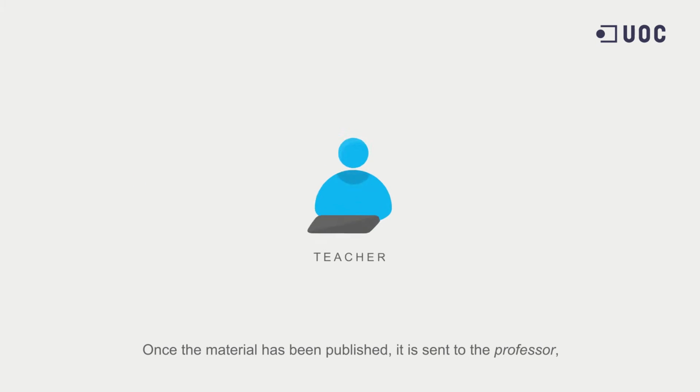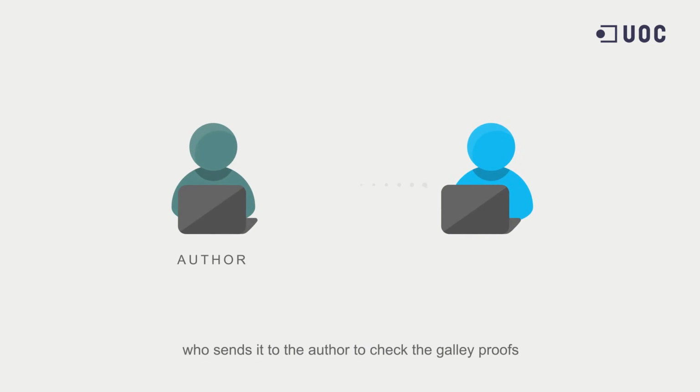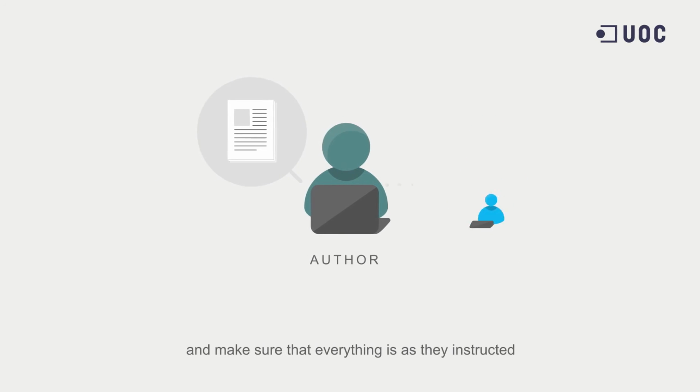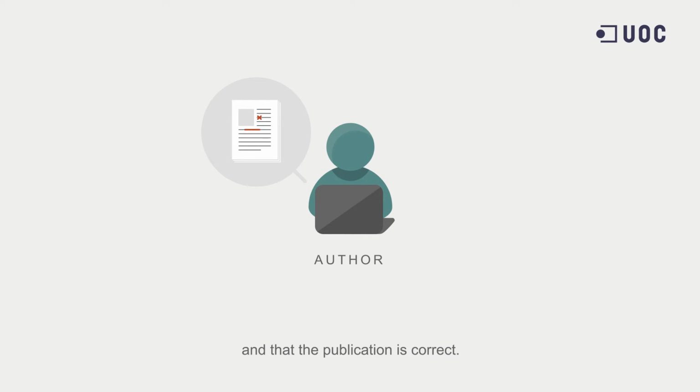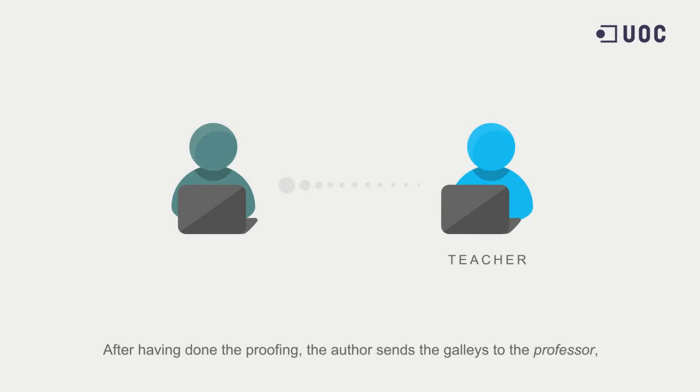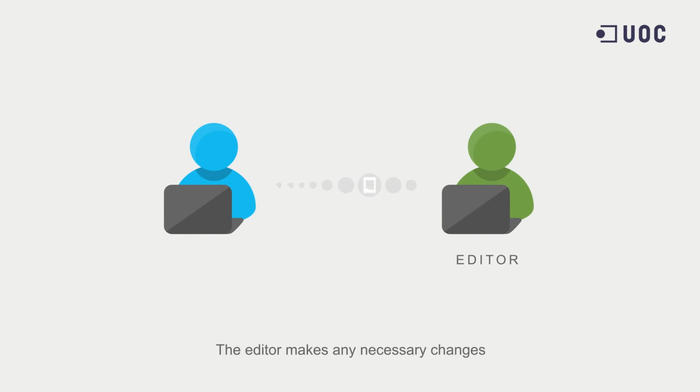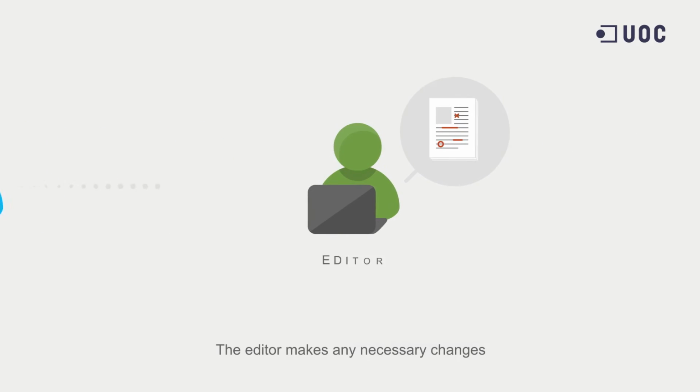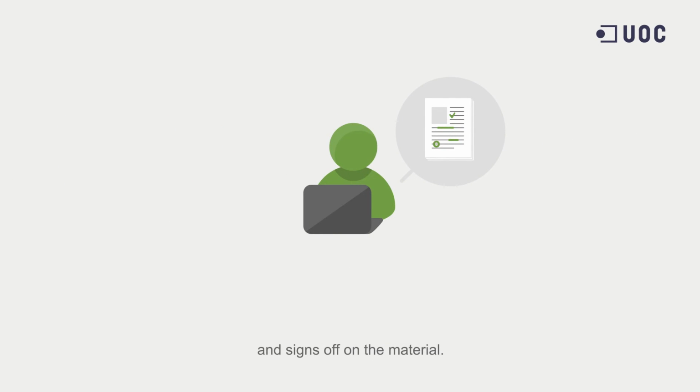Once the material has been published, it is sent to the professor, who sends it to the author to check the galley proofs and to make sure that everything is as they instructed and that the publication is correct. After having done the proofing, the author sends the galleys to the professor, who sends them back to the editor. The editor makes any necessary changes and signs off on the material.